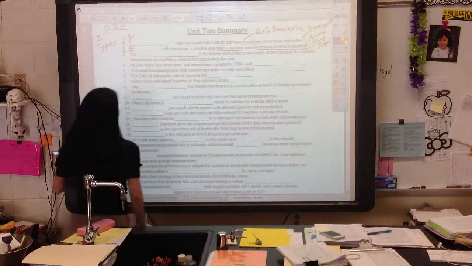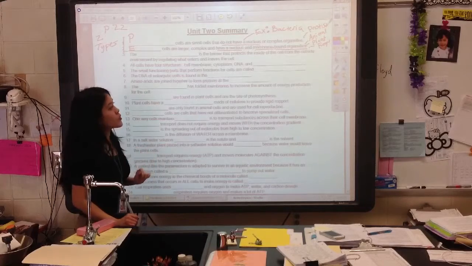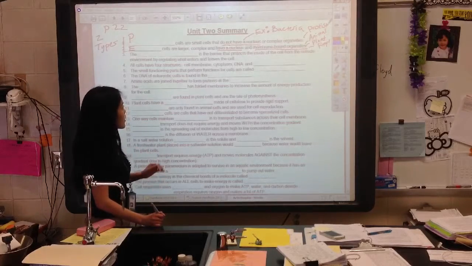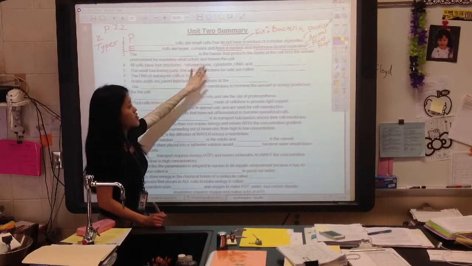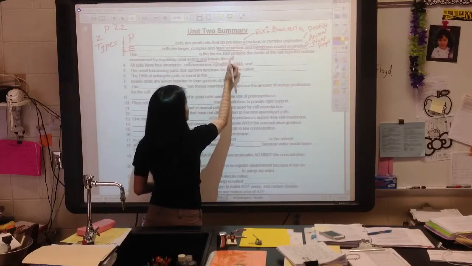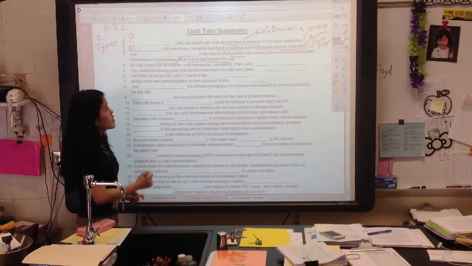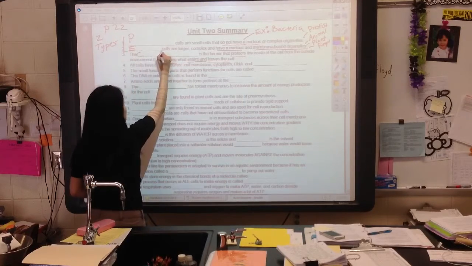Okay? Number 3 says the blank blank is the barrier that protects the cell from the outside environment and regulates what enters and leaves the cell. So, enters and leaves, and protects and regulates. It's 2 words, starts with a C, M.